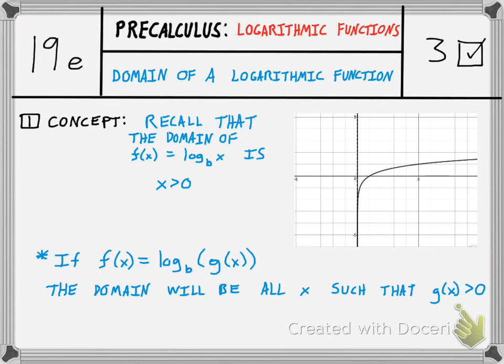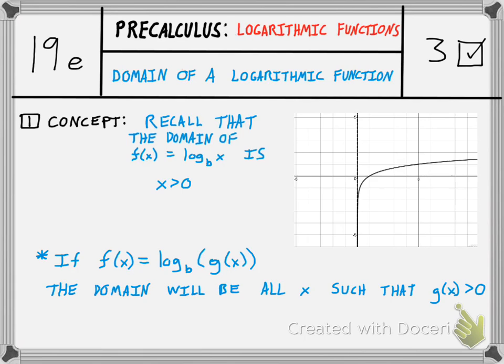This is Pre-Calculus Concept 19E. We're going to be talking about finding the domain of a logarithmic function. We've got three boxes. On the right here is just a graph of a basic logarithmic function. Remember that it's got a vertical asymptote at x equals 0, and that it goes through the point (1, 0).